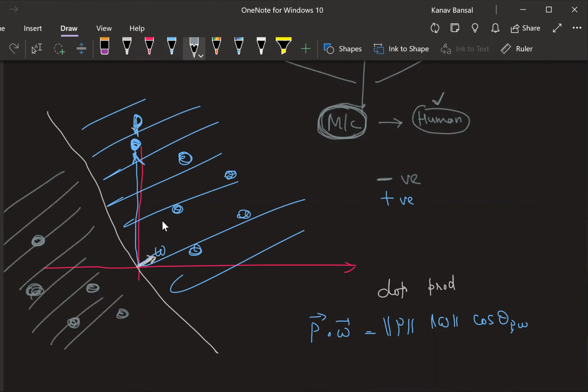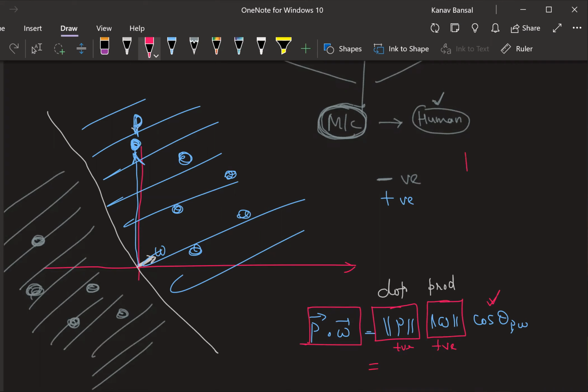You can know that just by taking the dot product. How do you do that? The length is always going to be a positive value, right? This is again a length, which is always a positive value. But what about this cos theta?